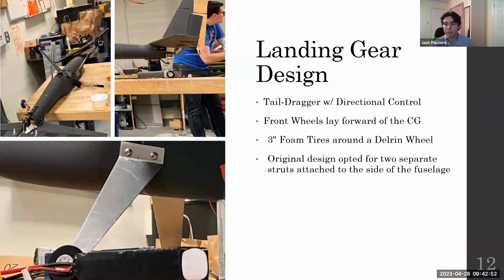We had front wheels laying forward of the center of gravity. This was due to the plane rolling forward on takeoff, and this helped with that, as well as the wheels forward of the center of gravity help with tail wheel instability, as well as the plane's tail shifting during takeoff.